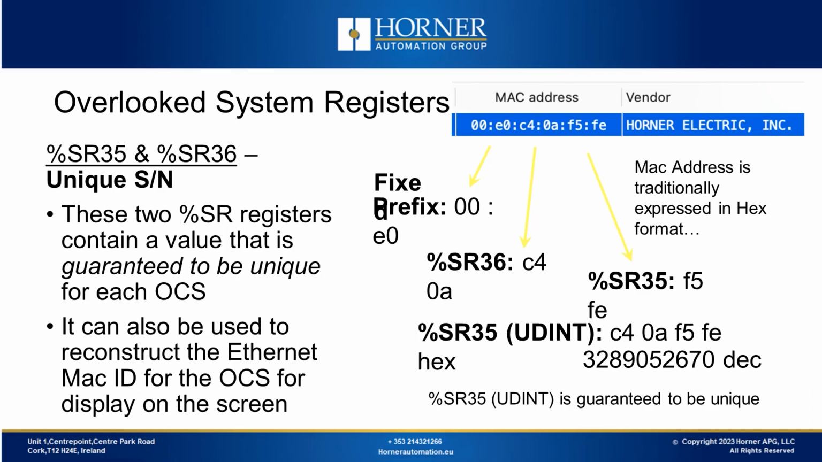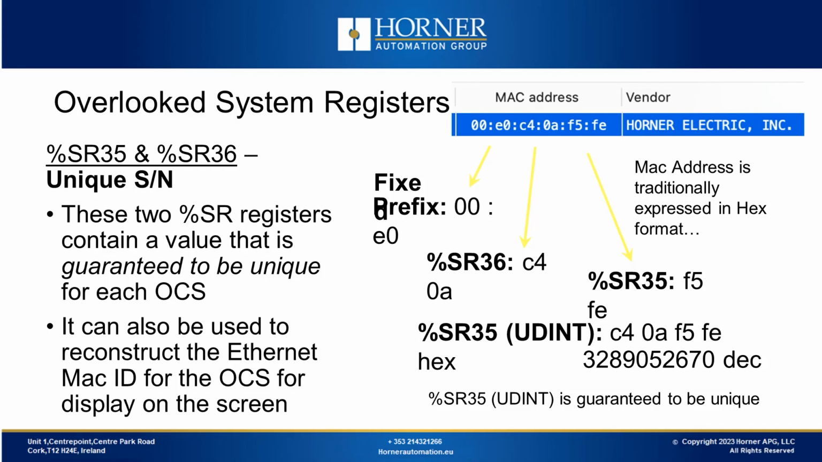System registers 35 and 36 provide a unique serial number for each OCS. When read together as a double integer, you get a guaranteed unique number. They represent the changeable or unique parts of the Ethernet MAC ID, which is required for every Ethernet device. Our fixed prefix is not unique and not included in the system registers.